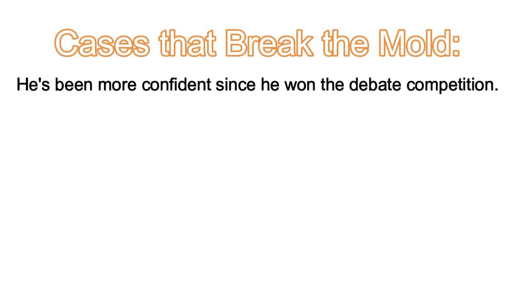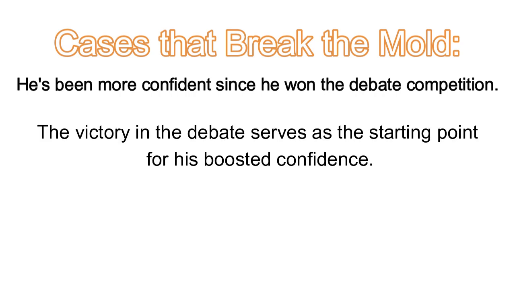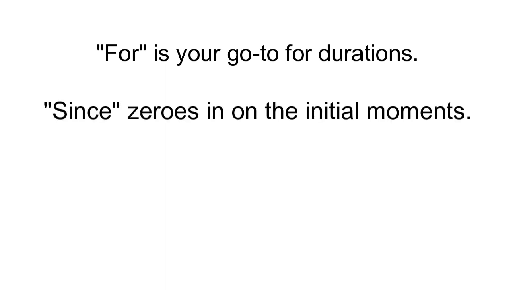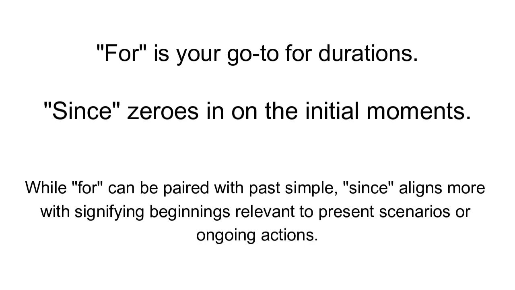He's been more confident since he won the debate competition. The victory in the debate serves as the starting point for his boosted confidence. In summary, for is your go-to for durations. Since zeroes in on the initial moments. While for can be paired with the past simple, since aligns more with signifying beginnings relevant to present scenarios or ongoing actions. The present perfect often shows how a past action affects the present moment.